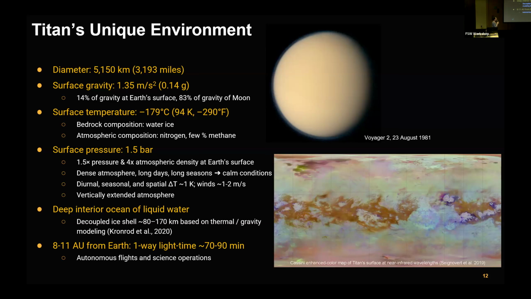But also, as you can see here at the bottom of the screen, it's far. It's very far away, 70 to 90 minutes to communicate with Titan, when we can communicate with it, because sometimes we won't be able to. So we need to have some autonomy with autonomous flights and hopefully some autonomy in the mass spectrometry measurements.